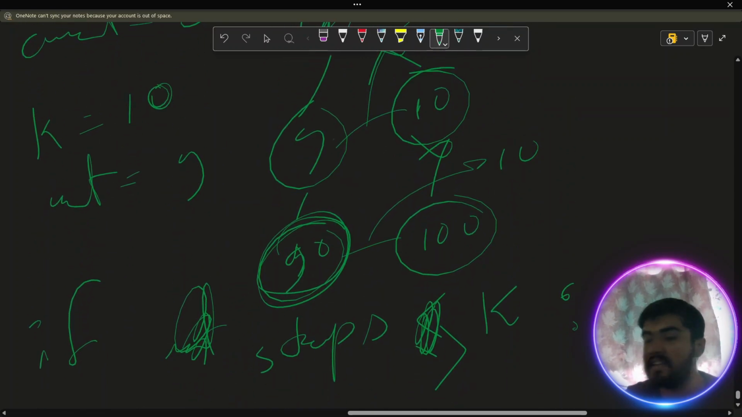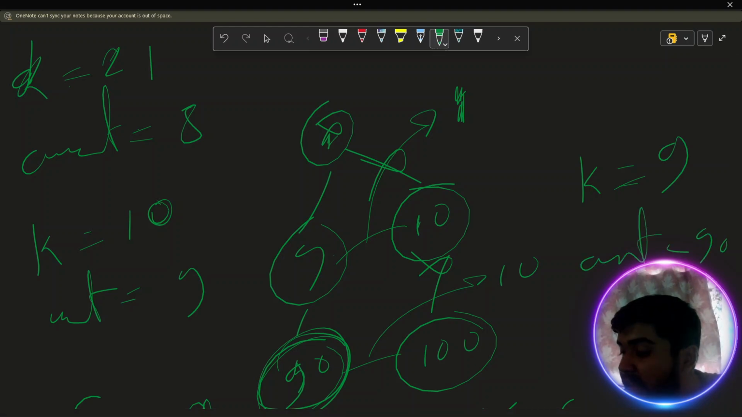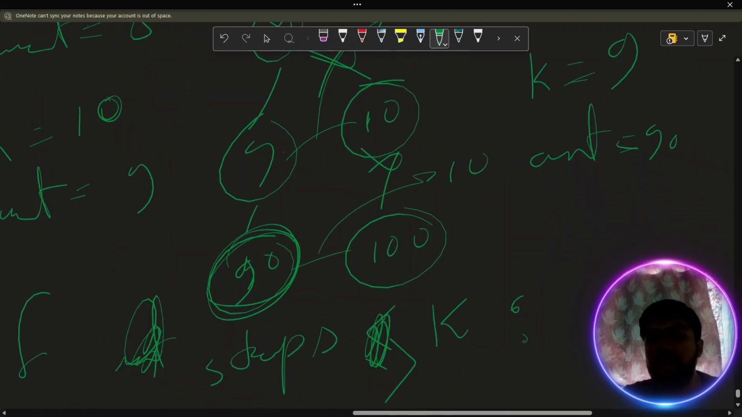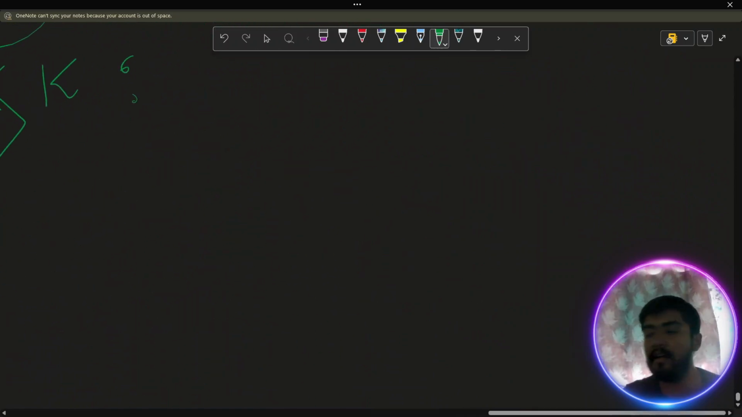K has decreased just by once. So see guys, now the beauty, k becomes 1. We have just been able to decrease it by 1. So k becomes 9 and my current becomes 90. So now if I can quickly draw the diagram.